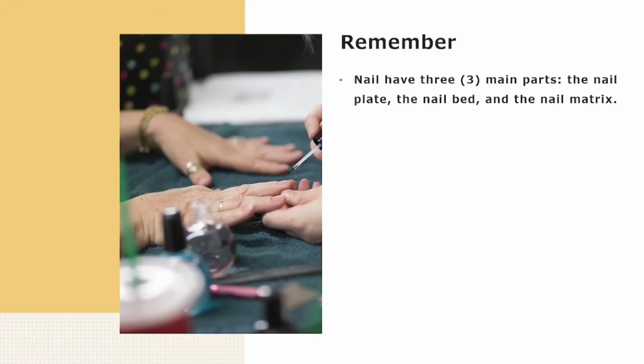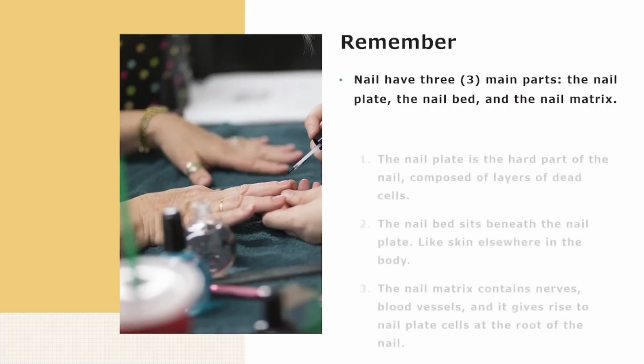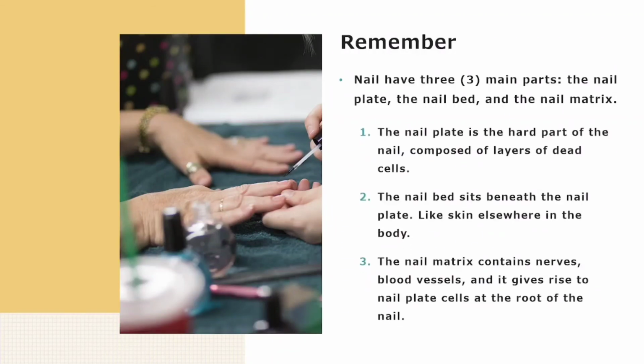Remember, nail has 3 main parts: the nail plate, nail bed, and nail matrix. Nail plate is the hard part of the nail composed of layers of dead cells. Nail bed sits beneath the nail plate like skin elsewhere in the body. The nail matrix contains nerves, blood vessels, and it gives rise to the nail plate cells at the root of the nail.